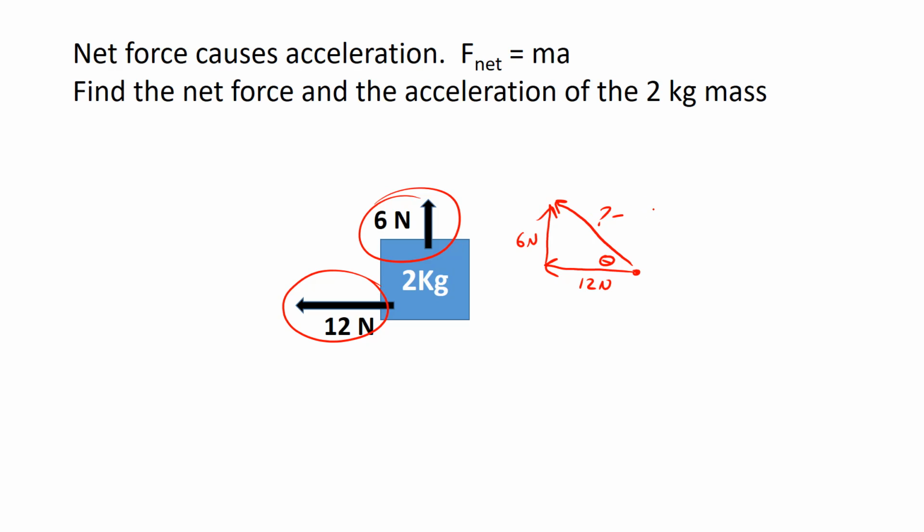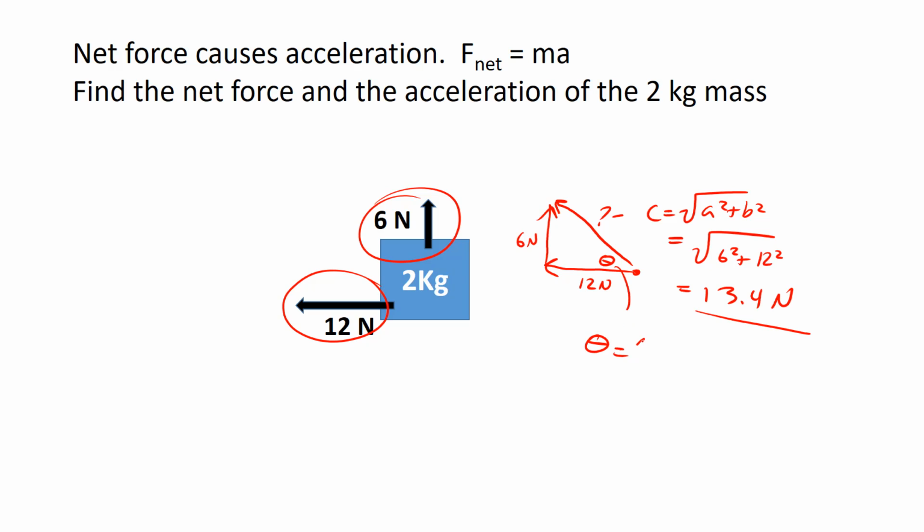So to figure out the hypotenuse, c equals the square root of a squared plus b squared. And in this case, a squared was 6 squared plus b squared, which was 12 squared, equals. And so we get 6 squared plus 12 squared, take the square root of that answer, and you get 13.4 newtons. And then we want to figure out what the angle is, because this isn't alone, this is the magnitude of it.